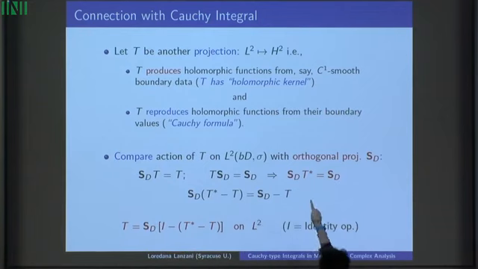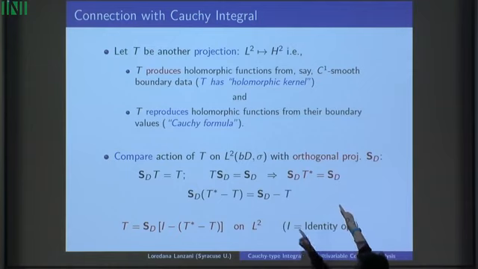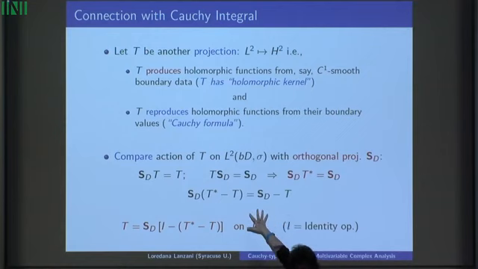Now take adjoints, and remember that S is self-adjoint. So you get this new identity. And now subtract identity number 1 from identity number 3, you get this. Let us solve for the non-orthogonal projection. We get this new operator identity on the Hilbert space L2.